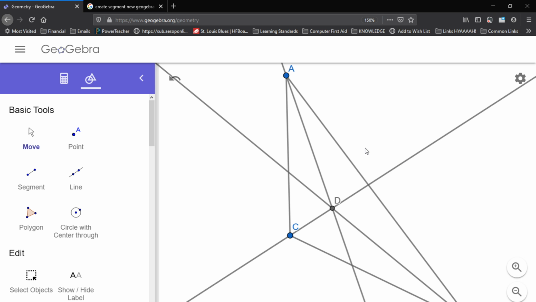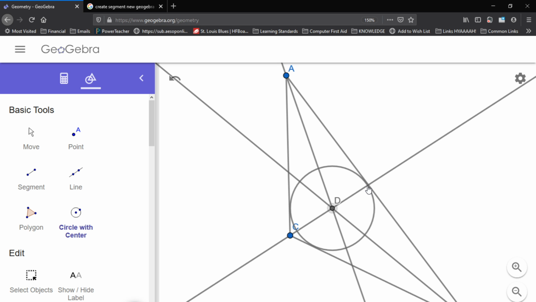This center right here has a really special property. Let me show you something. Watch. I'm going to make a circle using D as the center. Look at this. What do you notice? It touches each side of the triangle at 1 point and 1 point exactly. It also makes a mini triangle. Kind of like a pizza.